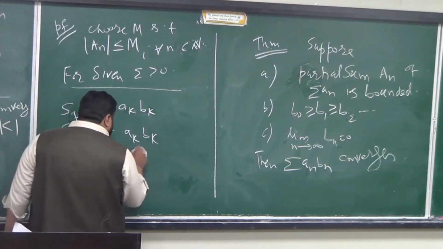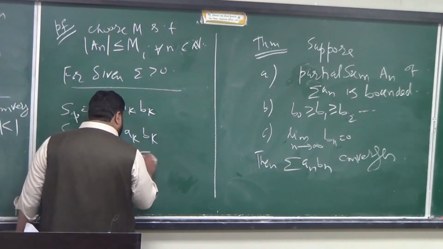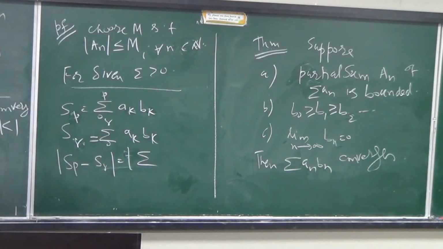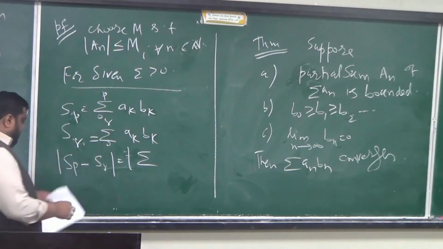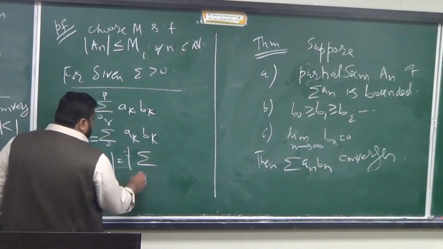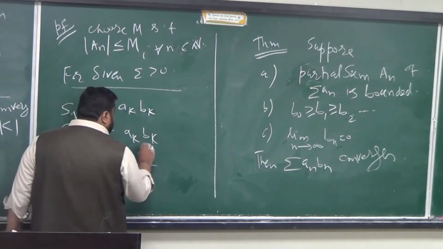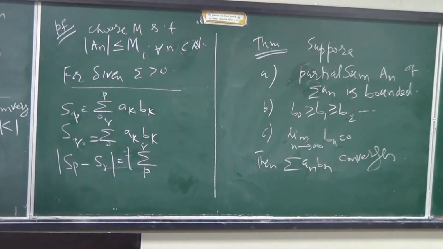Now this is equal to what? This is going to be roughly equal to the sum which starts from p and goes to q, because the rest of the terms are going to go away.